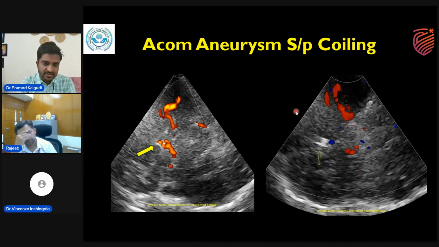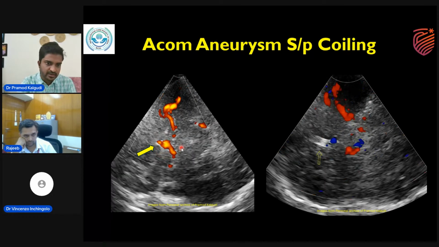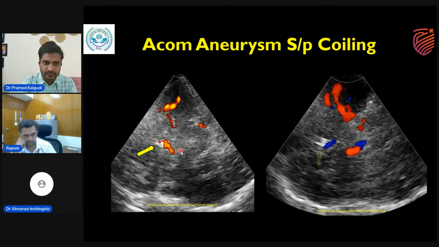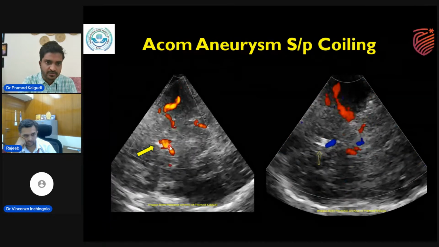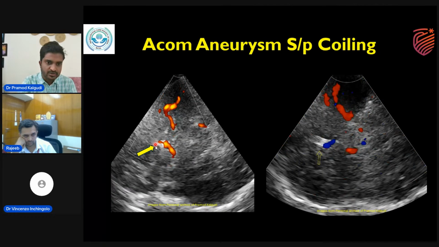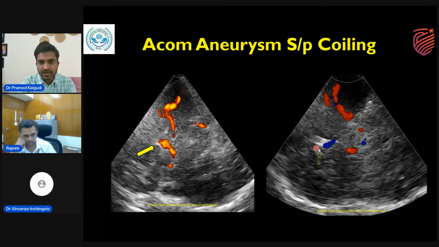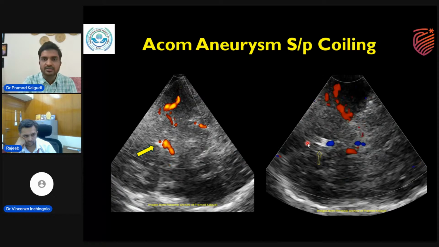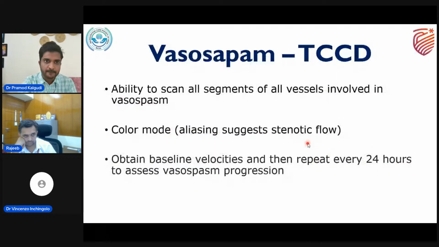Apart from just looking at the aneurysm, you can also see after coiling or any intervention how exactly the intervention went. This is the aneurysm here. Post coiling, we could not appreciate any residual flow in the aneurysmal sac. So this also helps in diagnosing if there is any residual flow in the aneurysmal sac.